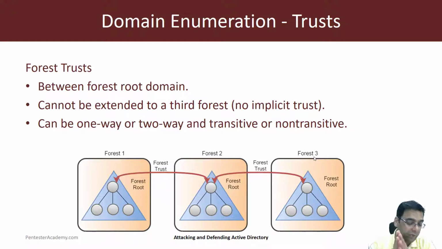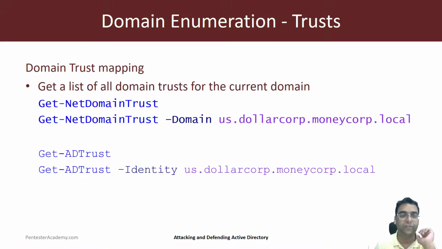Please keep in mind, once again, it is a non-automatic trust. We need to establish it manually. Can be one way or two way, and it is always non-transitive, right? That is, if forest 1 and forest 2 have a trust relationship, and forest 2 and forest 3 have a trust relationship, it is not necessary that forest 1 and forest 3 would have a trust relationship, right? This is about different types of trust.